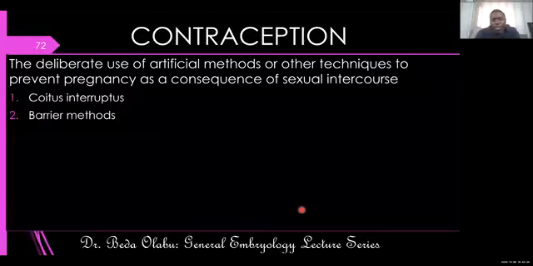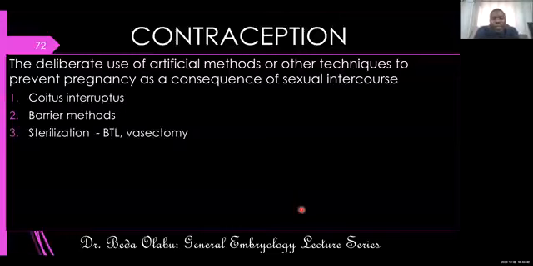Barrier methods, things like the condoms, female condom, male condom, they just prevent fertilization. Well, you are aware that the barrier methods also prevent against sexually transmitted diseases, but we are talking about fertilization here.